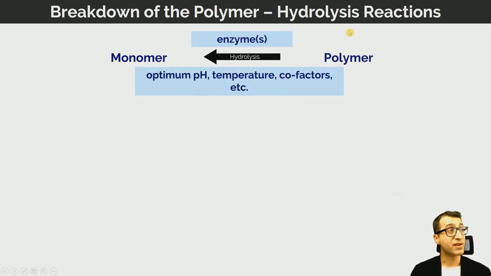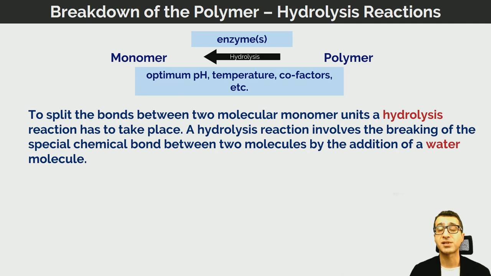Now, the suffix lysis in front of a word in biology typically means breaking or splitting apart. And so hydrolysis literally means splitting apart with water. So to split the bonds between two molecules or monomer subunits, a hydrolysis reaction has to take place, which involves the breaking of that special chemical bond between those two monomer molecules by adding a water molecule across that bond.